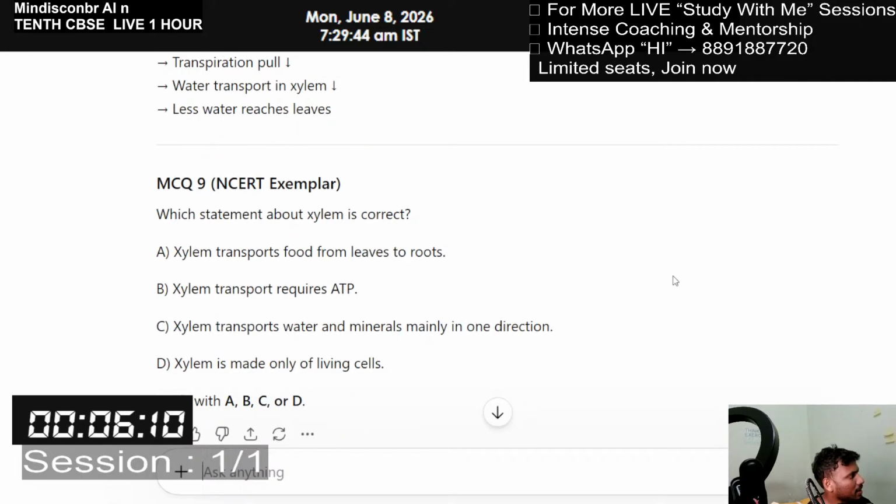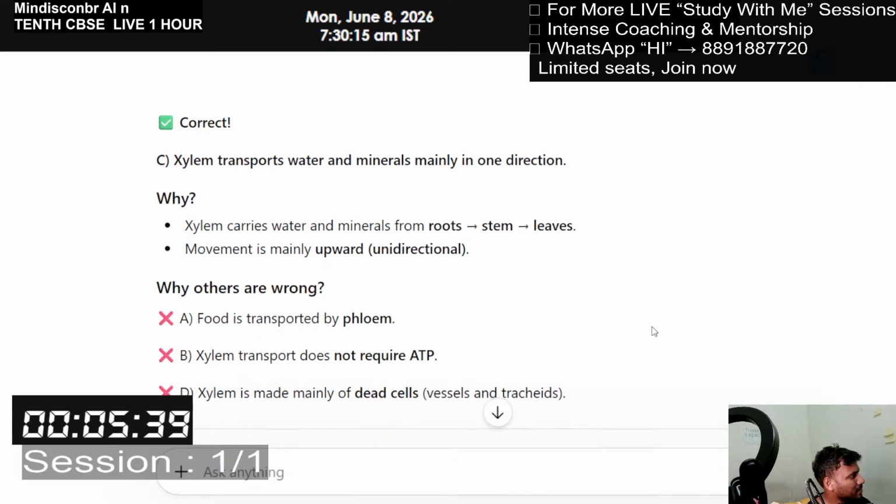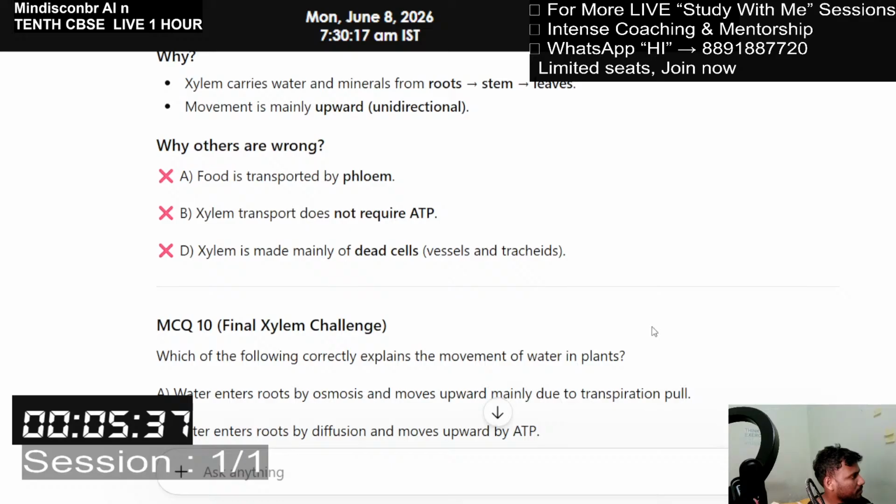Which statement about xylem is correct? Xylem transports food from leaves to roots. Xylem transport requires ATP. Xylem transports water and minerals mainly in one direction. Xylem is made only of living cells. Xylem transports water and minerals mainly in one direction. It carries water and minerals from roots to stems to leaves. Movement is mainly upward, or unidirectional.